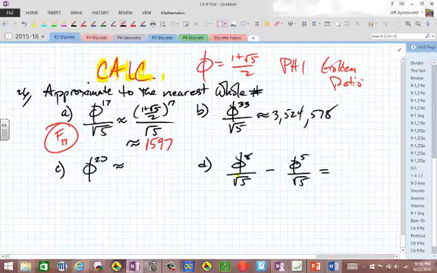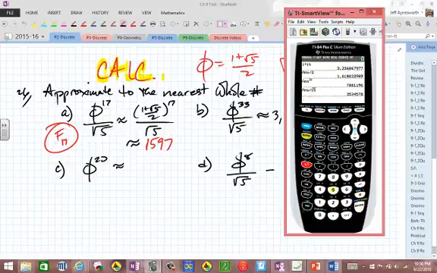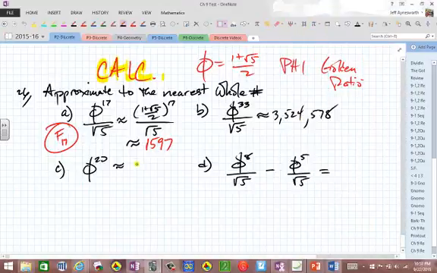What is all this other stuff? I don't know. Phi to the 20th. So 1 plus the square root of 5, divided by 2. There's phi. Now I've got to raise it to the 20th, and I'm done. And so 15,126. Why? Because I'm rounding to the nearest whole number.